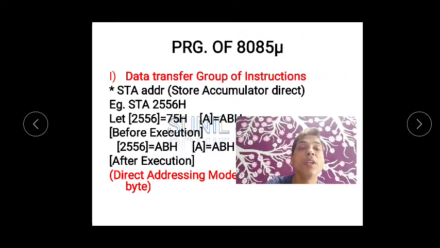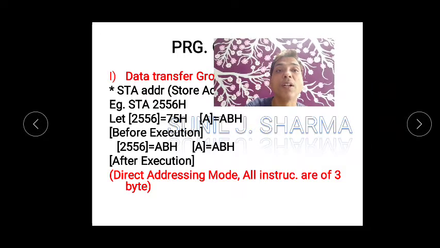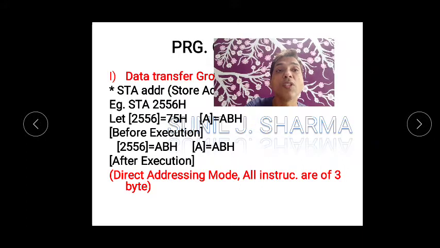In the same way we will go to the next instruction, STA. STA is exactly the opposite of LDA: store accumulator direct. Can you see STA 2556? Here the value at this memory location, before execution, at 2556 is 75H, and the accumulator is holding ABH. After execution, whatever the value of the accumulator is will be given to that memory location.